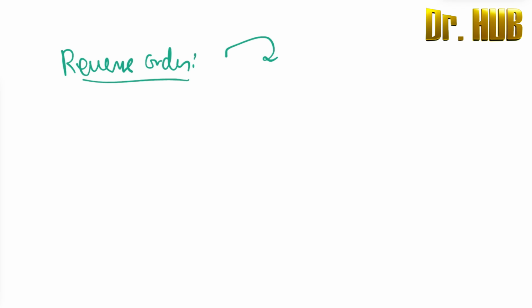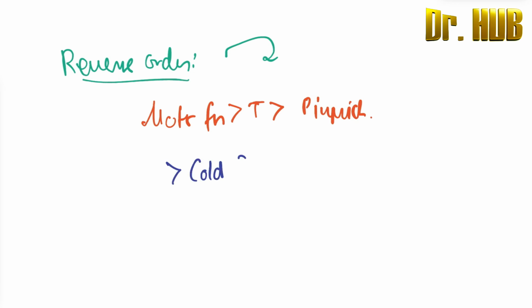So reverse order means the motor function is first. So first is the motor function, then comes the touch, then comes the pinprick. So motor function, temperature, then the pinprick, then comes the cold sensation, as well as lastly the autonomic. So there's motor function, temperature, pinprick, cold sensation, as well as the autonomic.